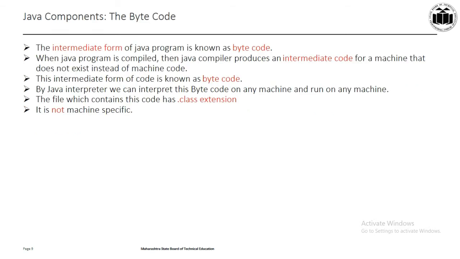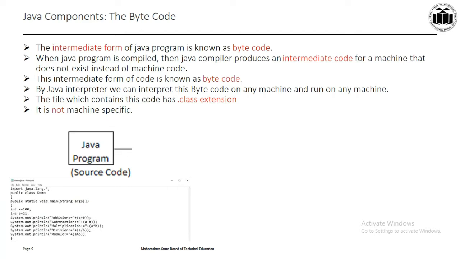In the next slide, we will see the Java components. So there are three components of Java: bytecode, Java Development Kit, and Java Virtual Machine. In this slide, we will understand the concept of bytecode. Java bytecode is the instruction set for Java Virtual Machine. The intermediate form of a Java program is known as bytecode. So now we will see this concept through an example.